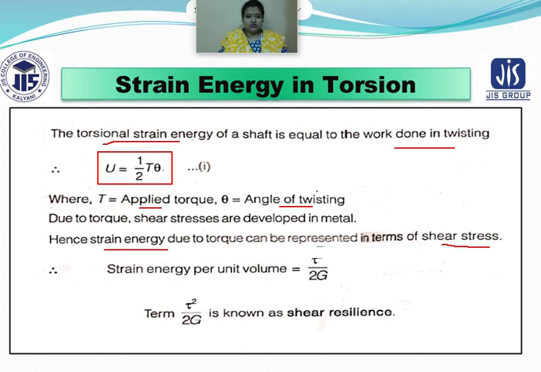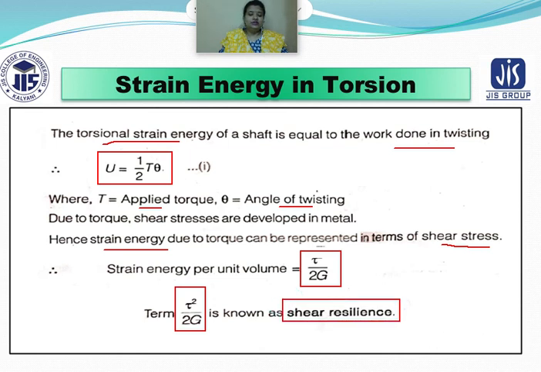Hence strain energy due to torque can also be represented in terms of shear stress. Though you are talking about strain energy, it can be represented in terms of shear stress. And if it is done so, then strain energy per unit volume is represented by tau square by 2G. And this tau square by 2G is known as shear resilience. So you have to be very thorough with the content. What do you mean by shear resilience? It is denoted by tau square by 2G.